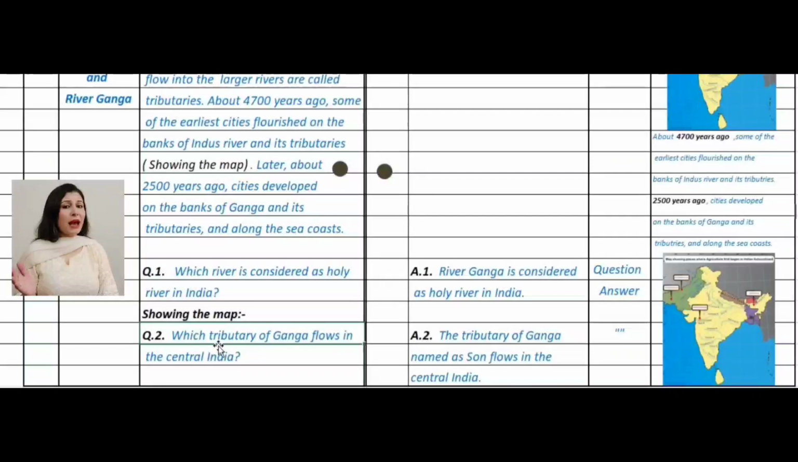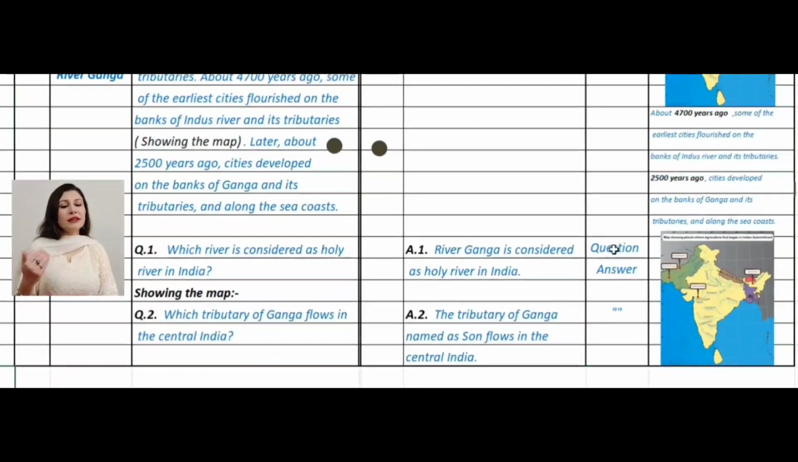Then by showing the map, we'll ask them, look at the map and tell which tributary of Ganga flows in the central India. We'll point towards that river and river's name so that the students will get the answer that tributary of Ganga named as Sun flows in the central India. In the teaching method column, we'll write question answer, and in the teaching aid/blackboard work column, we'll paste the miniature of the map once again.